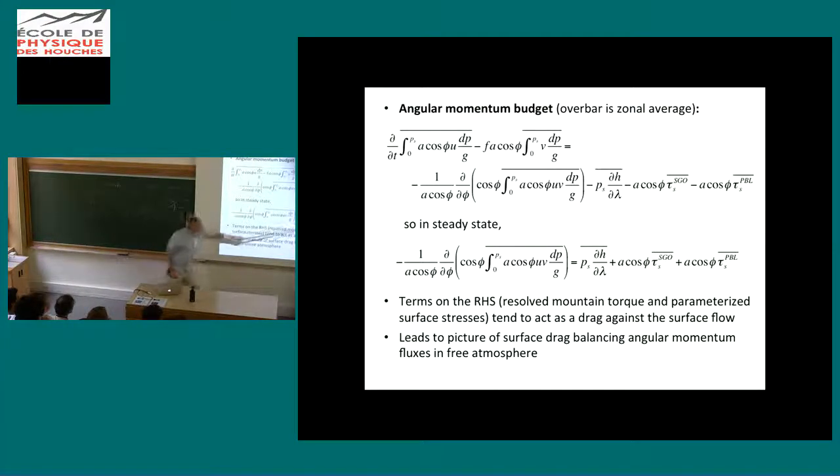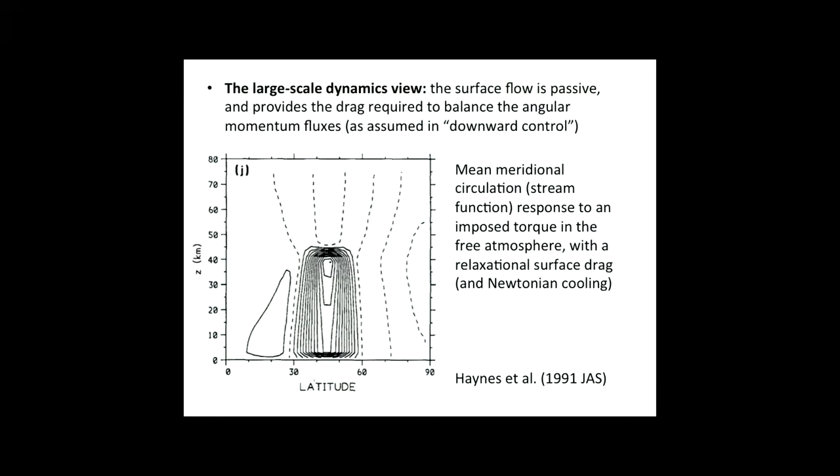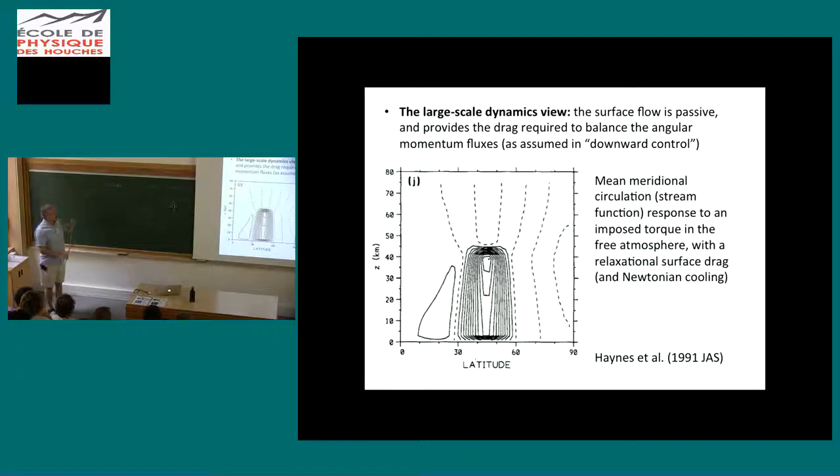So if these terms all act as a drag, then you have this simple picture that the eddy momentum fluxes are driving a torque, and they have to be balanced by this. And in particular, if you know the drag, if it really is a drag, then from the sign of this you know the sign of the surface wind. So that leads to this simple picture of the large-scale dynamics view, you could call it, which is what Tapio was saying. The surface flow is basically passive. That's true to first order.